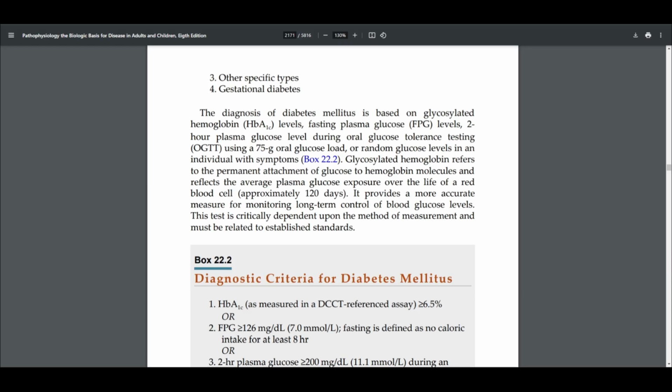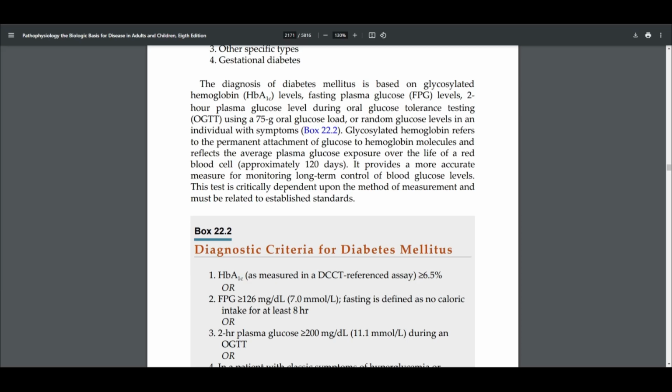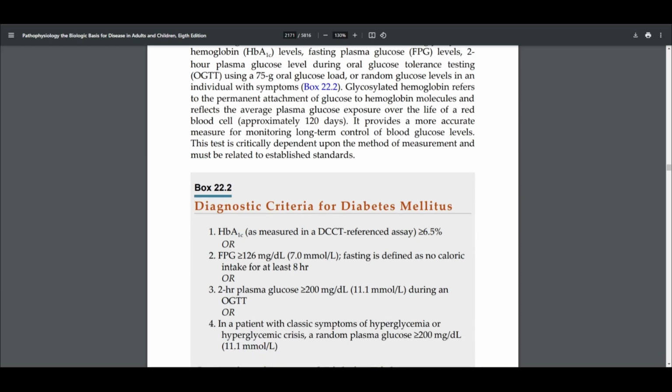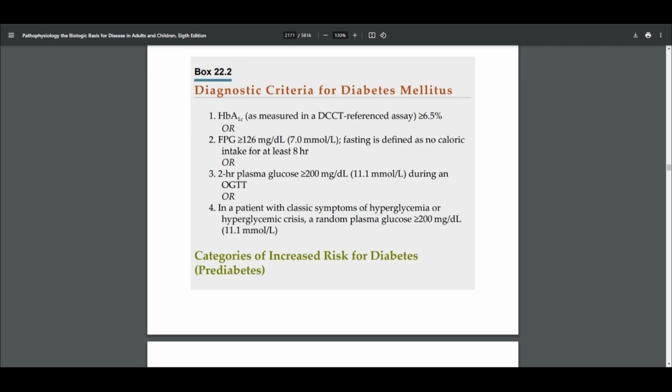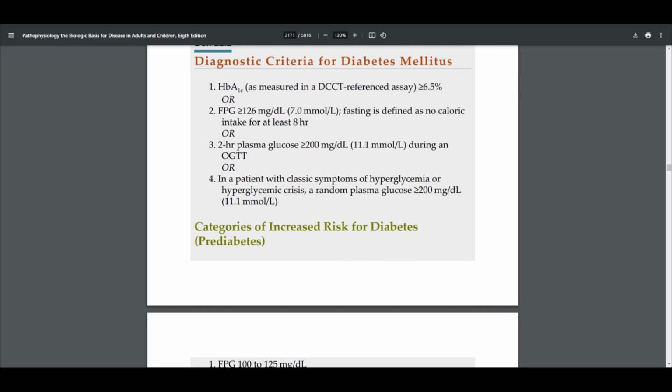Your glycosylated hemoglobin refers to the permanent attachment of glucose to hemoglobin molecules, and it reflects the average plasma glucose exposure over the life of a red blood cell, roughly 120 days. It provides a more accurate measurement for monitoring the long-term control of blood glucose levels. This test is critically dependent upon the method of measurement and must be related to established standards. Your hemoglobin A1C. So I'll leave that up for just a moment. Again, pause if you need it.